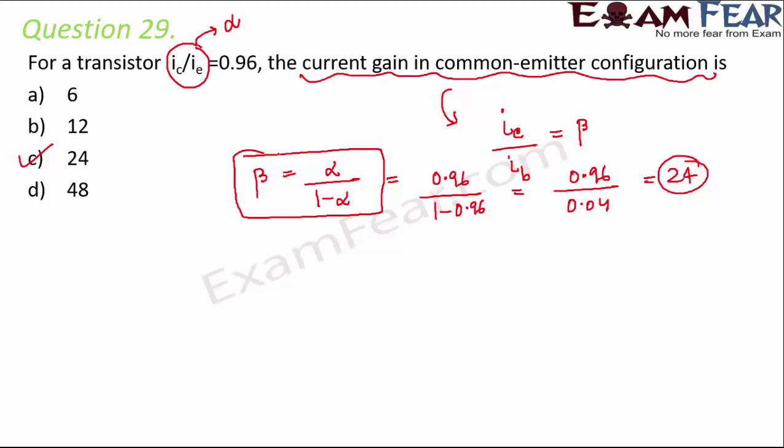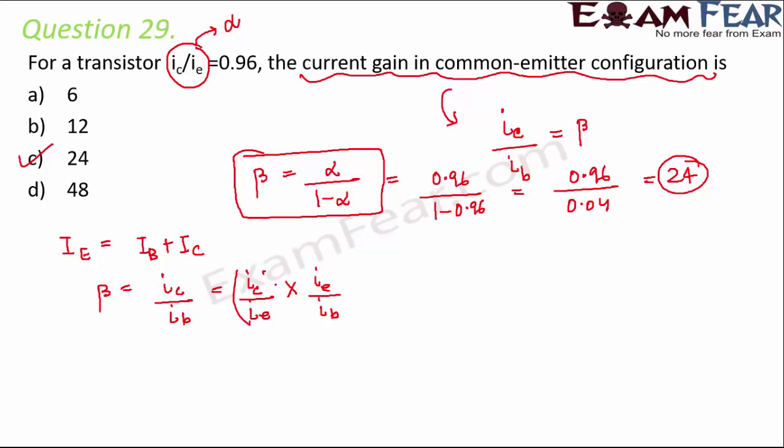But for all of those who do not remember how we get this, I'll just quickly give you some idea. So we know that the emitter current is equal to the base current plus the collector current, and we also know that beta is equal to collector current by base current. So this can be written as IC by IE multiplied by IE by IB. So we basically multiply and divide by IE, right? So IC by IE, what is this? This can be written as alpha. So alpha into IE by IB.